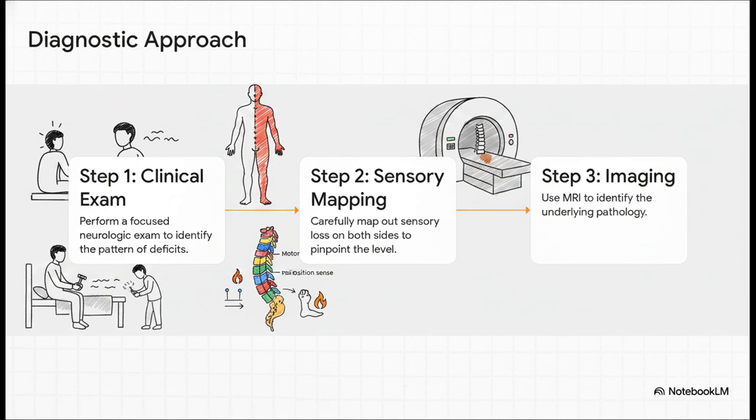Your focused neuro exam is step one. You've got to be super thorough. Test motor, test reflexes, and check all the sensory modalities: pinprick, temperature, vibration, position sense, you name it. And you've got to do it on both sides, carefully mapping out where the sensation changes. That's how you're going to pinpoint the level of the lesion.